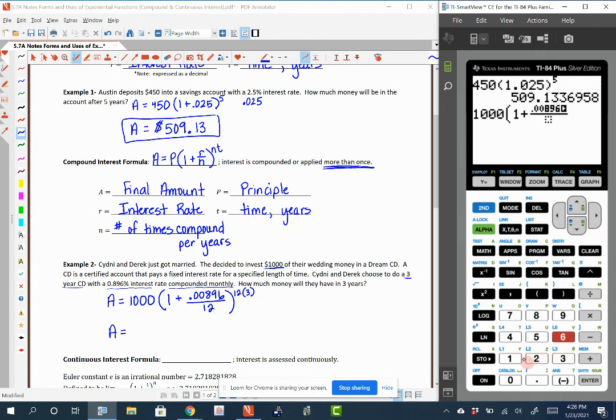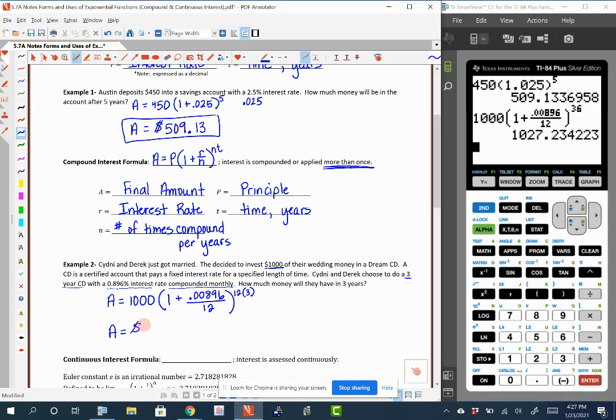0.00896 divided by 12 to the, and I'm going to go ahead and just call it 36 because I know 12 times 3 is 36. So again, we're probably going to get decimals on most of these answers, and we're looking for money. So I'm thinking I'm going to round to 2 decimal places. So 23 cents, because that 4 is not big enough to round up.